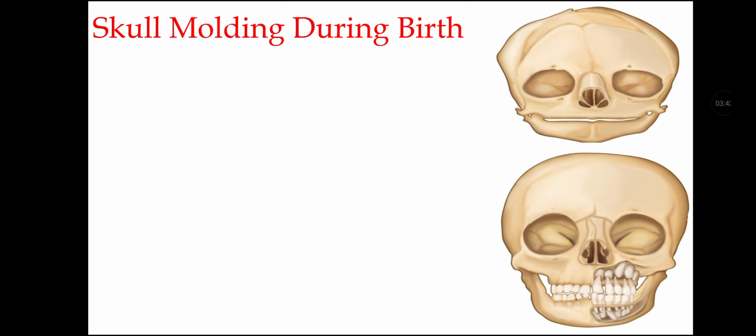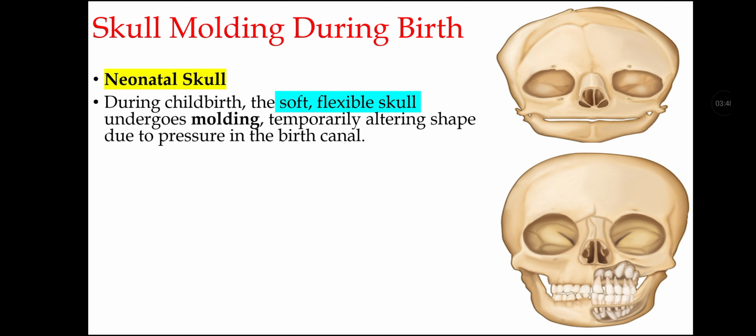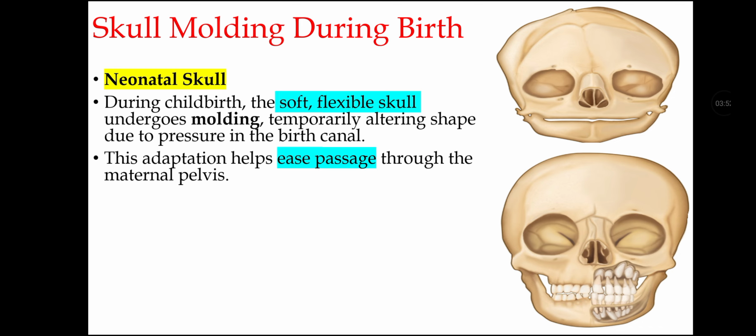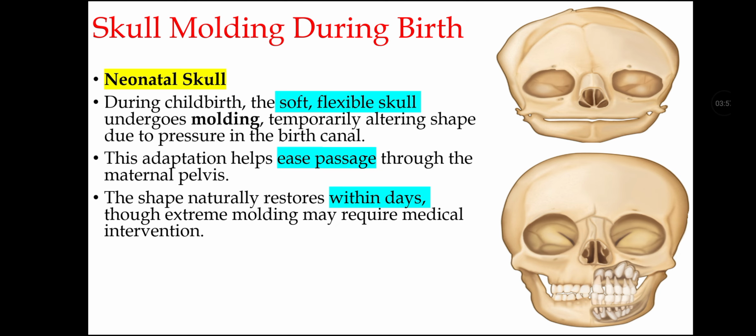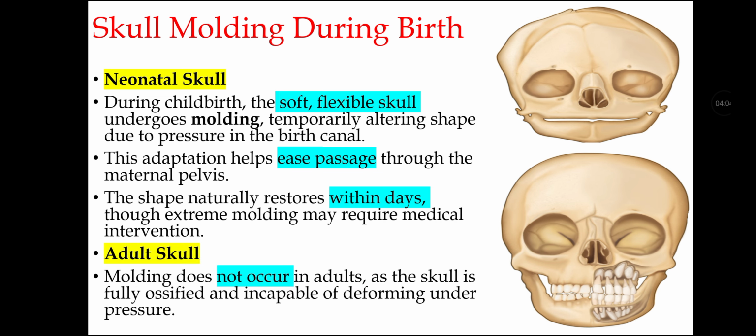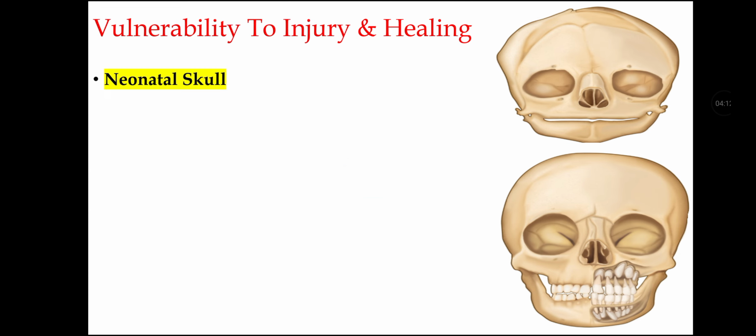Now let's talk about skull molding during birth. In the neonatal skull, during childbirth, the soft flexible skull undergoes molding, temporarily altering shape due to pressure in the birth canal. This adaptation helps passage through the maternal pelvis, and the shape is naturally restored within days, though extreme molding may require medical intervention. Then talking about the adult skull, molding does not occur in adults, as the skull is fully ossified and incapable of deforming under pressure.